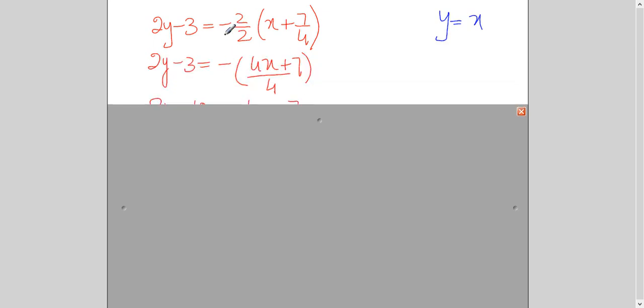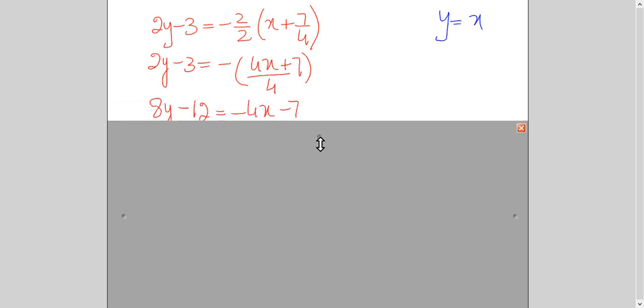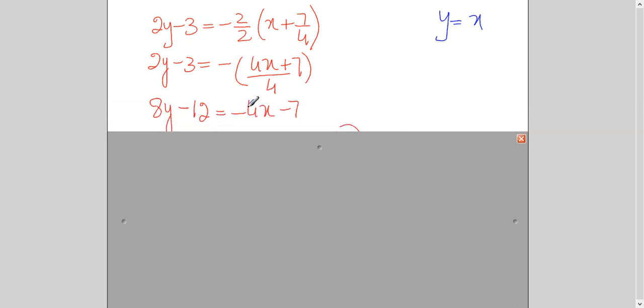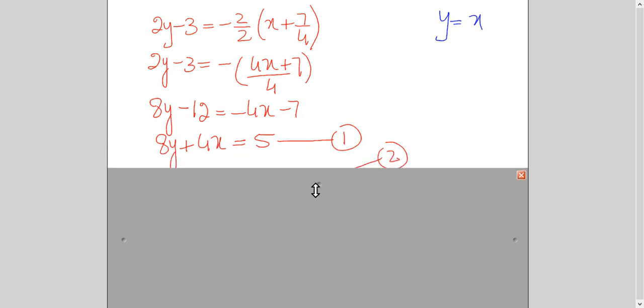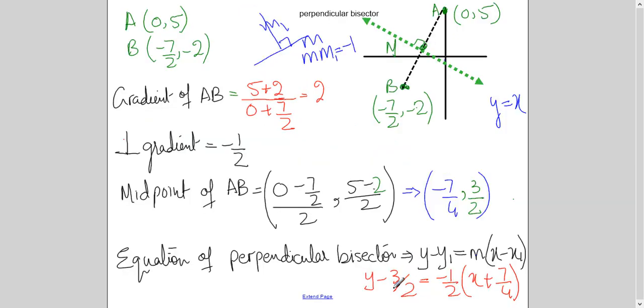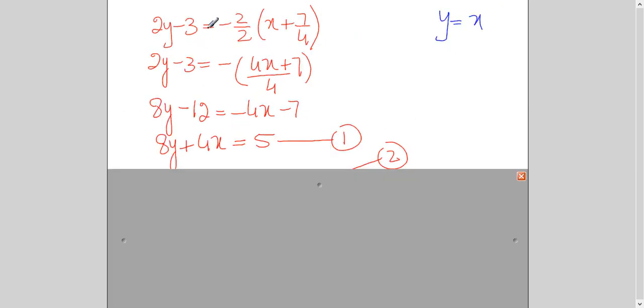So I simplified it. I hope you understand the simple algebra manipulation of the equation, and I finally got 8y plus 4x equals 5. I've taken the LCM here, by the way. And how did I get this 2? If you don't understand, once I took the LCM, it became 2y and this 2 goes here. These are the basic things. So now I have this equation and I will solve it simultaneously with this.